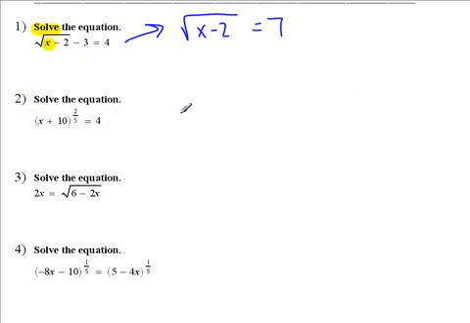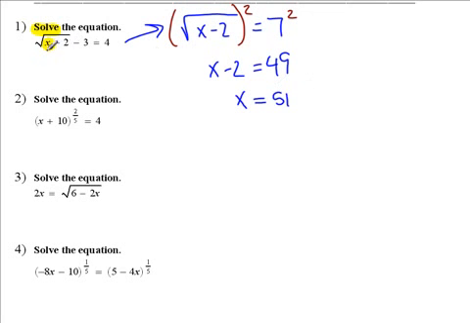Now we'll go ahead and square both sides to eliminate the square root. So if I square the left, I'm squaring the whole side here. And I've also got to square the right. When I square the left side, the square root and the square are inverse functions, so they undo each other. I just get x minus 2. The right side, 7 squared, is 49. Now if I add 2 to both sides to isolate x, I get x equals 49 plus 2 is 51.